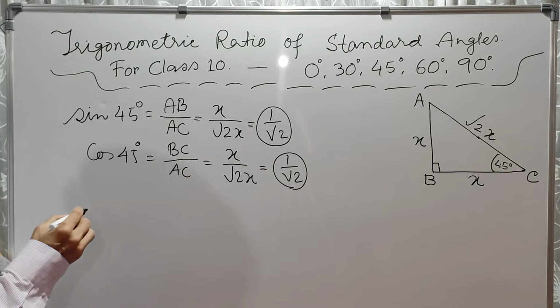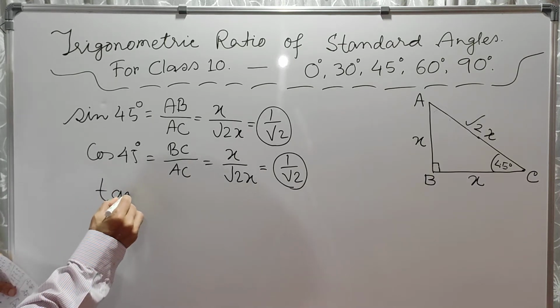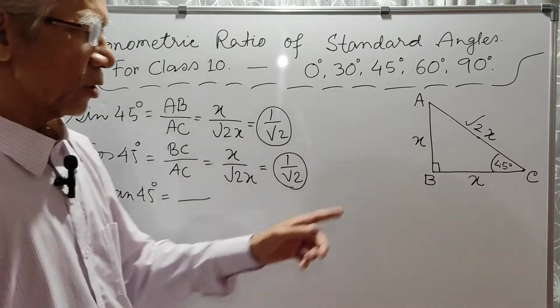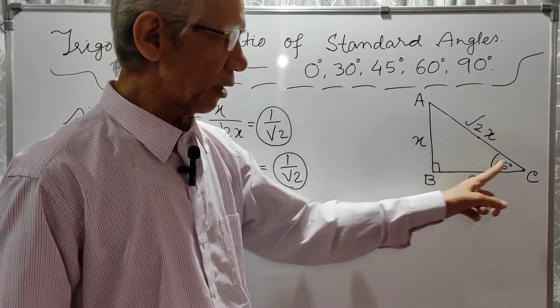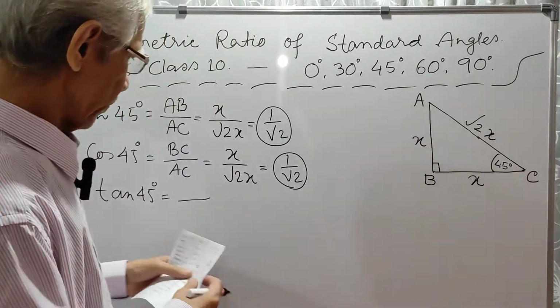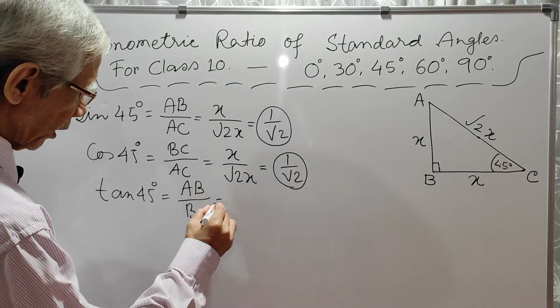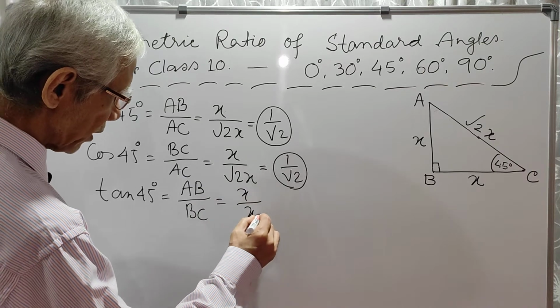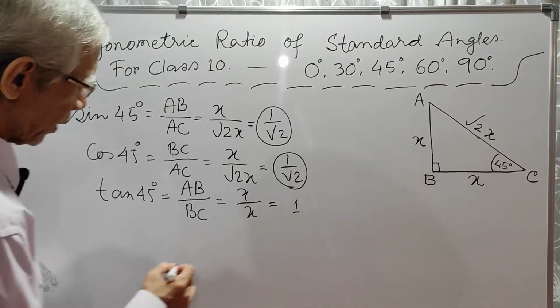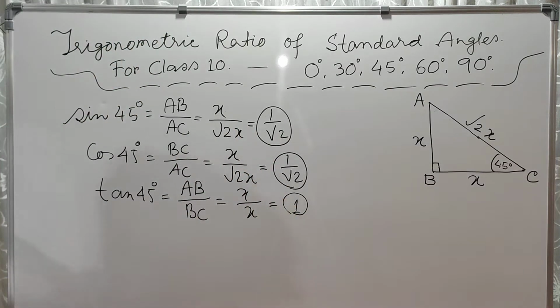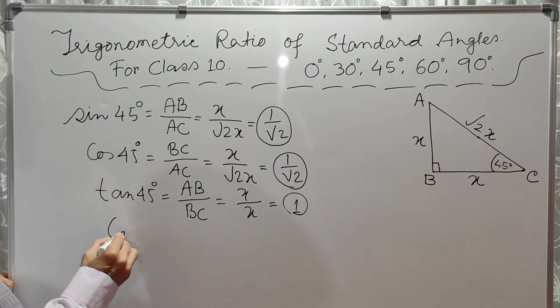Alright. Then tan 45 degree. Now tan is what? Opposite by adjacent or perpendicular by base. That means AB by BC. Now AB is X, BC is X. Therefore it is 1. X by X is 1. So tan 45 degree is 1. Okay. Now next, cot of 45 degree.